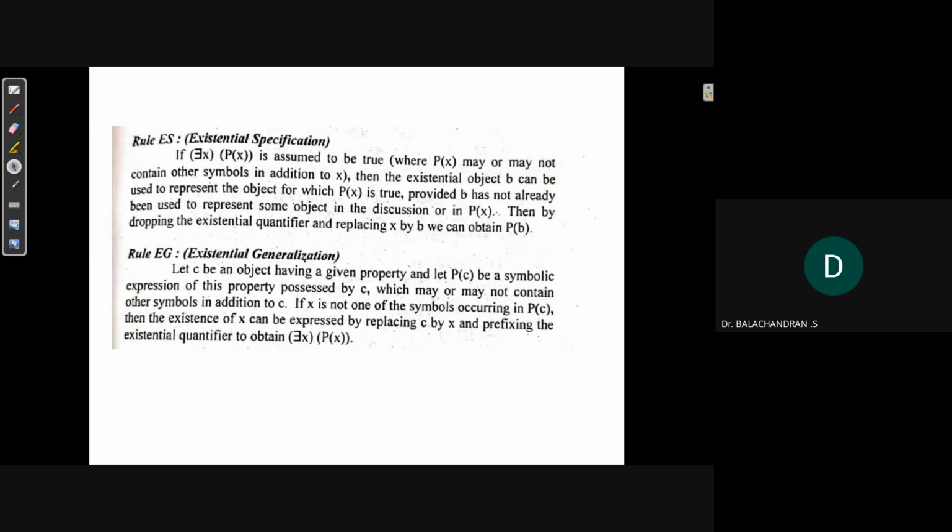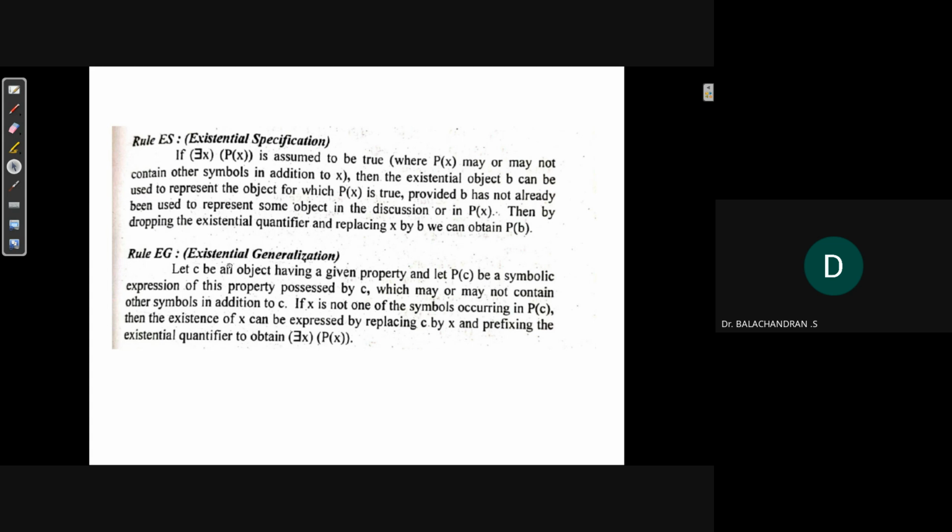If there exists an x, P of x is assumed to be true, then the existential object b can be used to represent the object for which P of x is true, provided b is not already used to represent some object in the discussion.